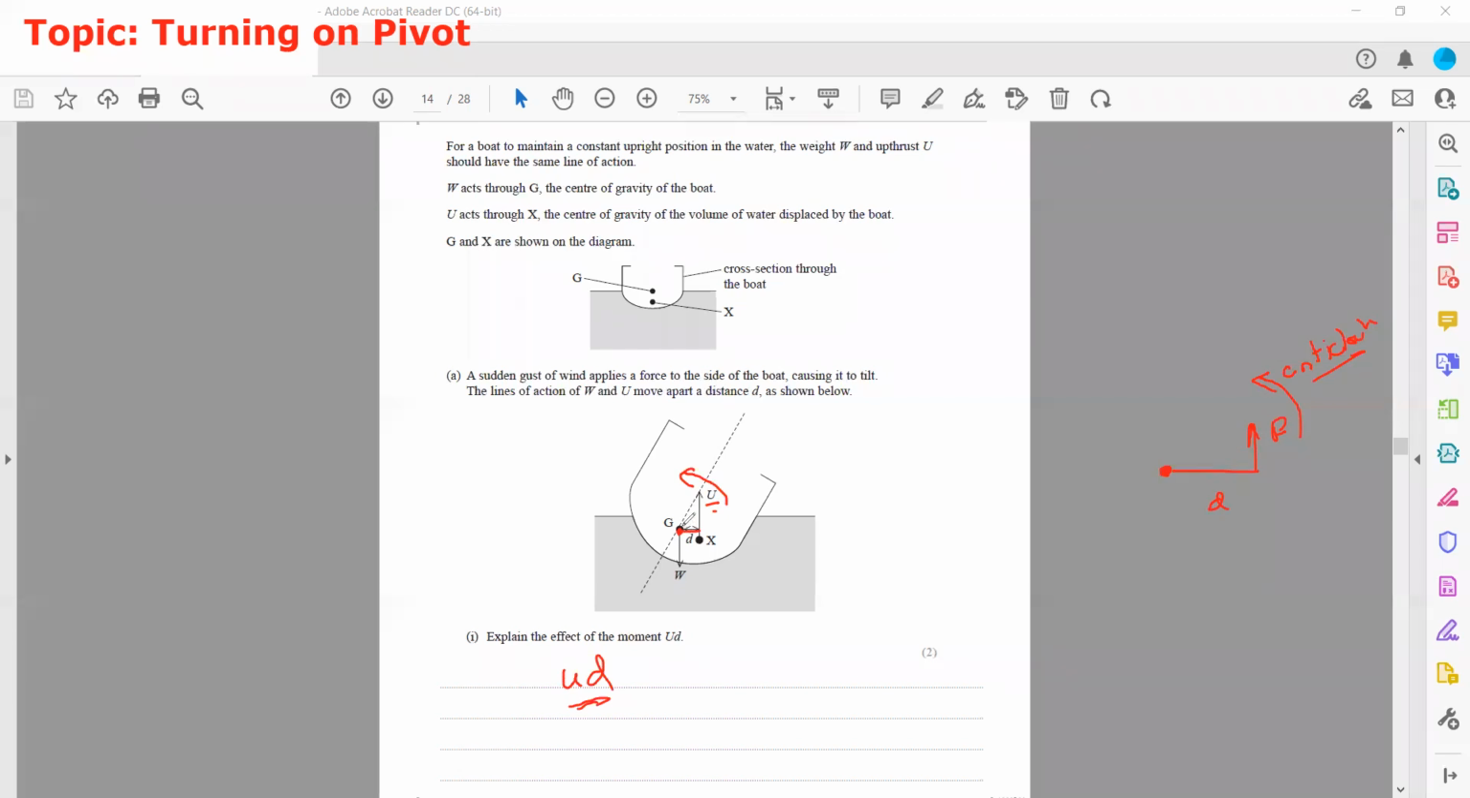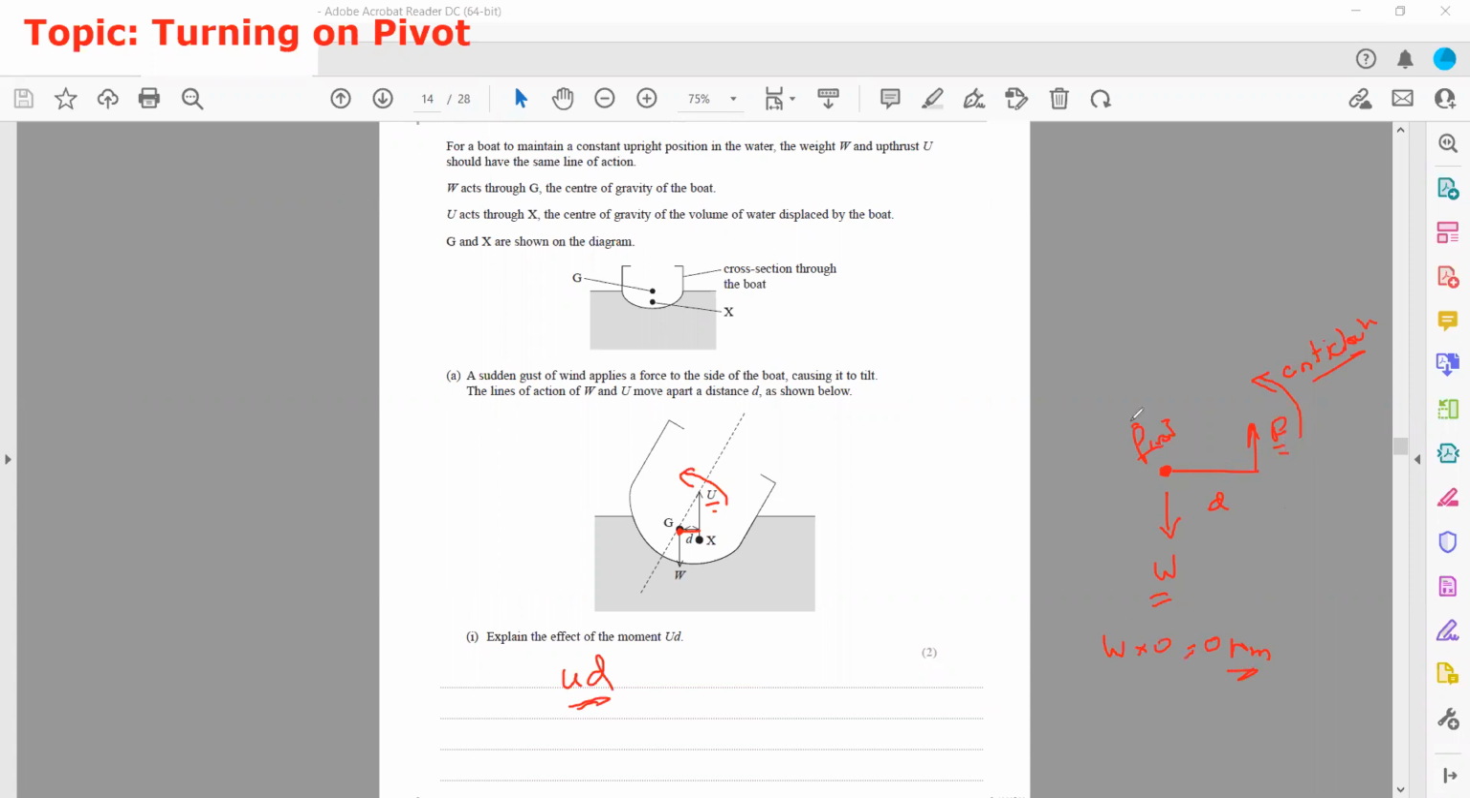And what about the moment caused by W here? That will be zero. Why will it be zero? Because it is acting on the pivot. If I have a pivot or a point of rotation and a force is acting on the pivot, the moment is a product of force and distance. There is a force, but the distance from the pivot is zero. So the turning effect is 0 Newton meter. So this W has a turning effect of 0 Newton meter.